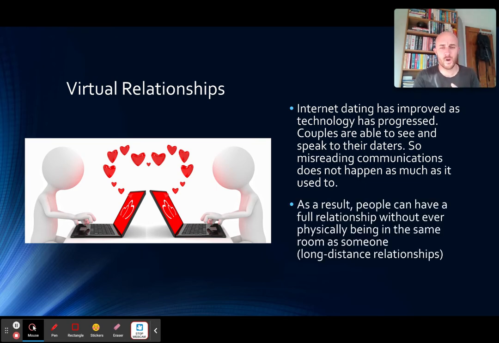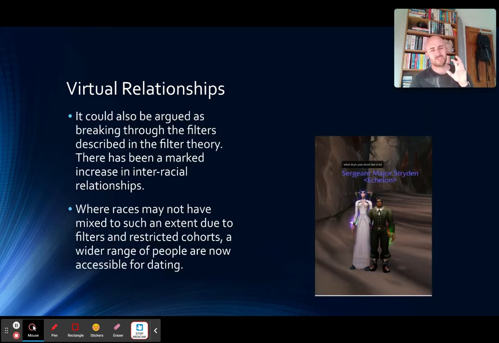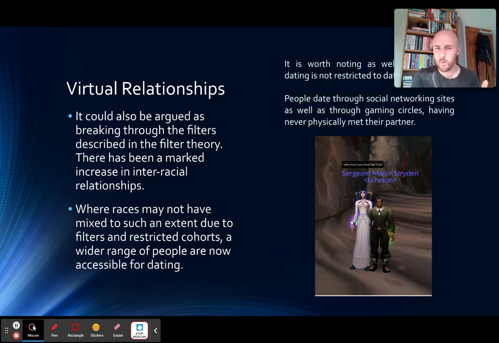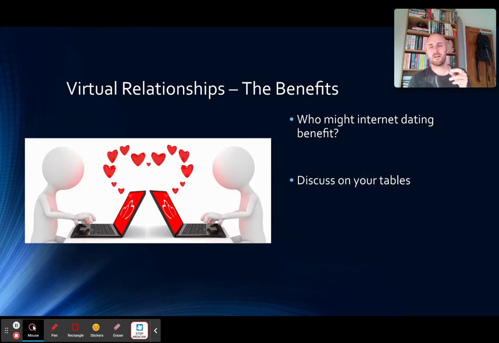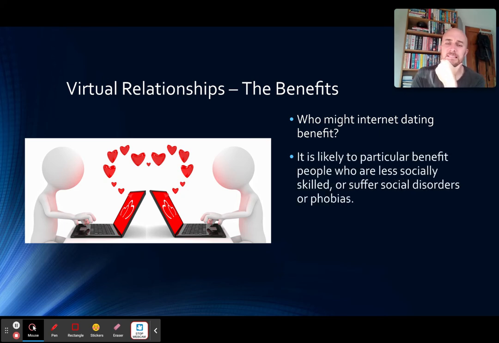That's important to note. Now, there's a couple of things I don't really want to go through here because, again, feel free to look at the slides. They are useful, but you're not going to get a particular question on them. What I want to focus on more is actually the benefits. This will be quite a useful thing to go through. Who might benefit from internet dating more? People that are, let's say, less socially skilled or suffer social disorders like agoraphobia, for example, or social phobia. It's going to be quite useful to these people.